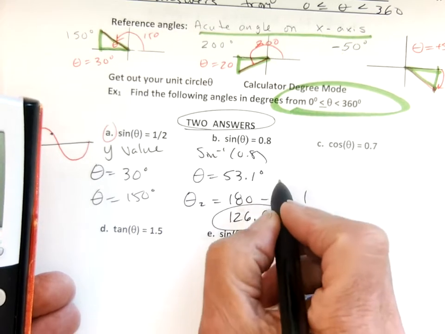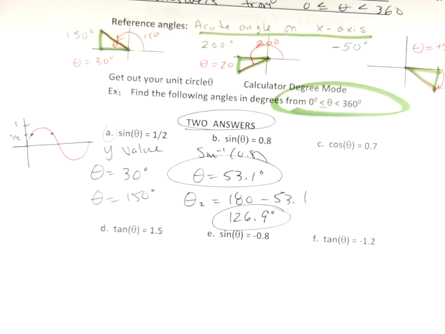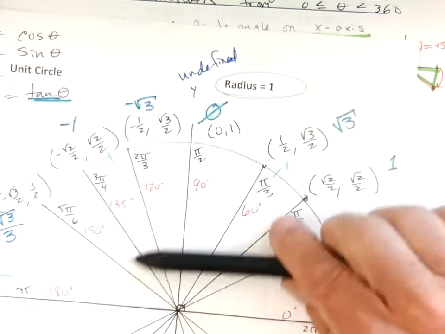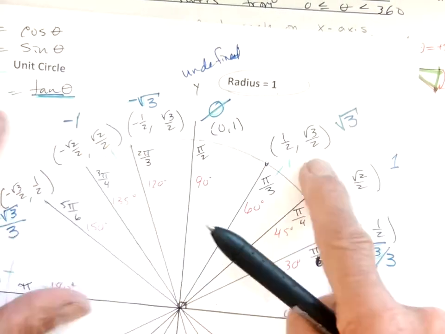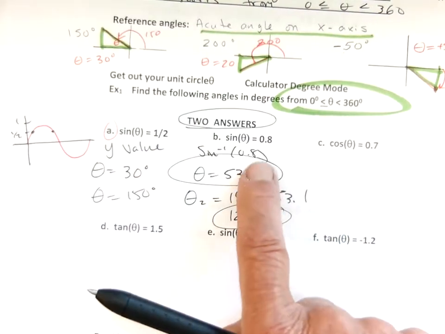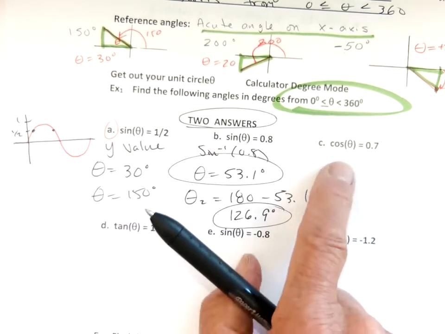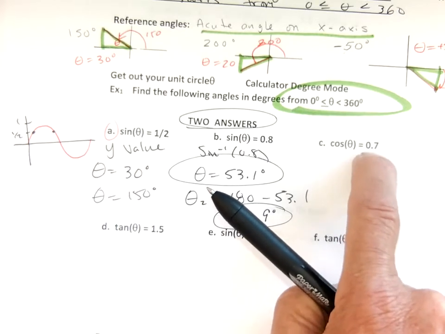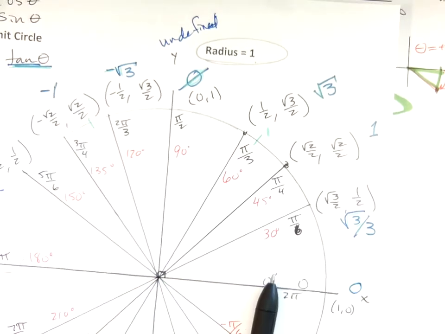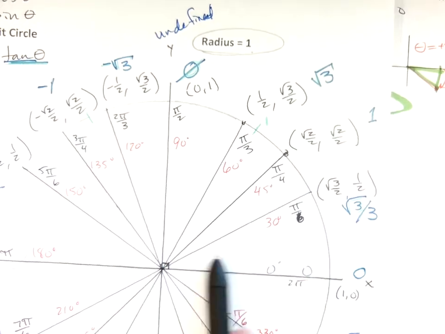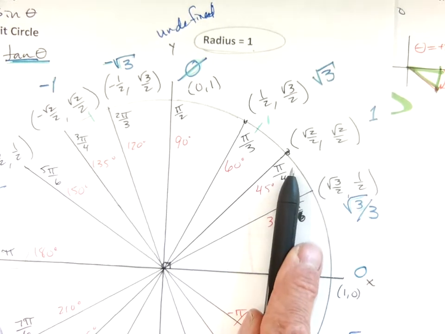That's my other angle. Both of these two angles will have a height of 0.8. If I go up to 0.8, both these two angles will have a height of 0.8, okay? Now cosine of 0.7, well again, cosine 0.7 is not on the unit circle, right? So 0.7 is over here somewhere, right? Okay, 0.7, so one angle's over here, it's not on the unit circle, so what do I do?